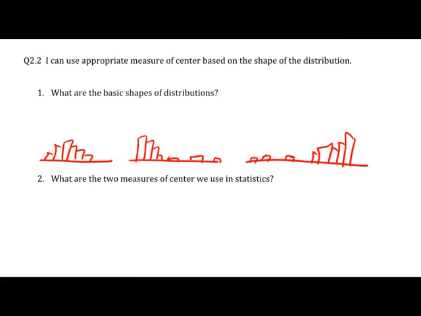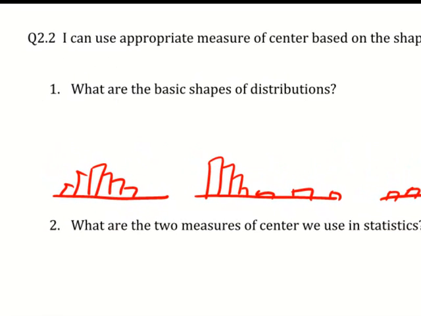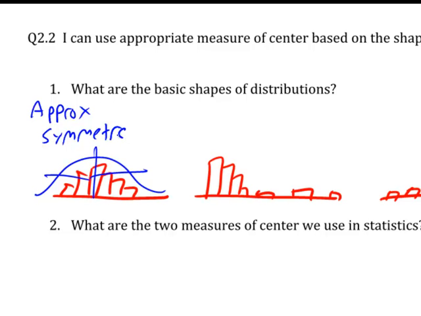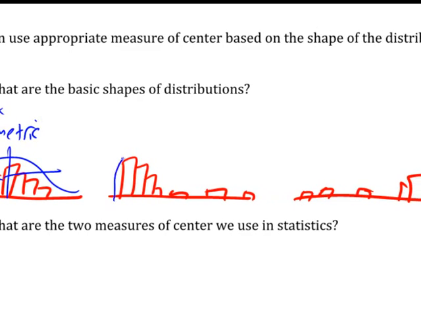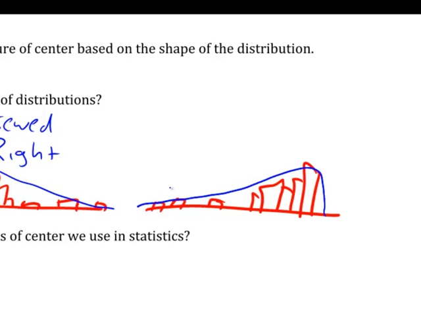All right, what I want to talk about today is when to use appropriate measures of center based on the shape of the distribution. So I have three basic shapes. The first one is symmetric, because my left side looks like my right side, so it's approximately symmetric. The second one, the data is skewed out to the right, so it's called skew right. The third one, the data is skewed out to the left, so skewed left.